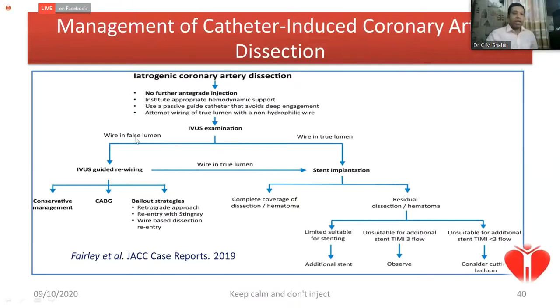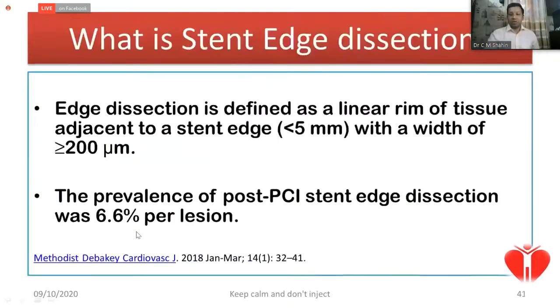If the wire is in the false lumen, with the guidance of IVUS we can rewire and implant a stent. And if not possible, then we can adopt conservative management or CABG, or we can adopt some bailout strategies like the retrograde approach, re-entry with Stingray, and wire-based dissection re-entry.